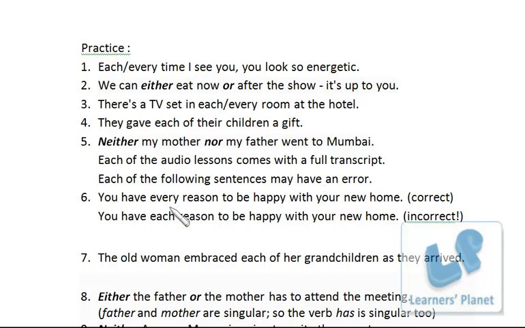You have every reason to be happy with your new home, right? That's correct. You have each reason, right? Reason, you can say, is an abstract noun, right? So we use every with an abstract noun. We don't use each with an abstract noun, right? So we have each reason to be happy with your new home is incorrect, right? With an abstract noun we use every, right? So be clear about it.